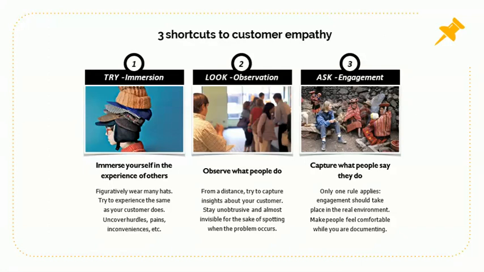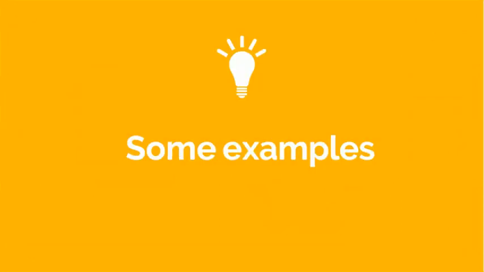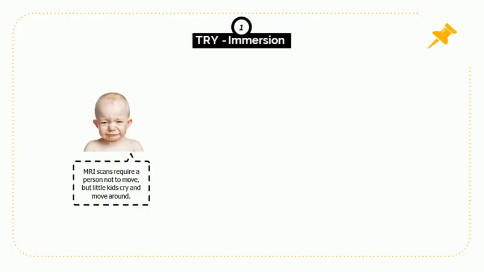So when we are talking about observing and capturing, these are two different things. The basic difference is that you are not going to talk with the people when you are observing them. You are just observing from a distance, whereas when you are capturing, you are immersing yourself with the people and having involvement with them. So let's have a look at examples of all of these, so you can have a better understanding of design thinking empathy. We will start from try immersion.